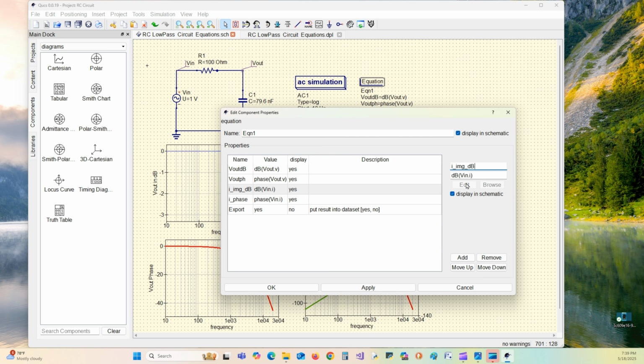We just named that, and it's dB, the current of the voltage in, the dB drop of that, and then we want to do the phase of that current, the voltage in phase. We built the table. We want to export all our data to a data set, but we don't want to display it. These we want to display. And that's our equation 1.